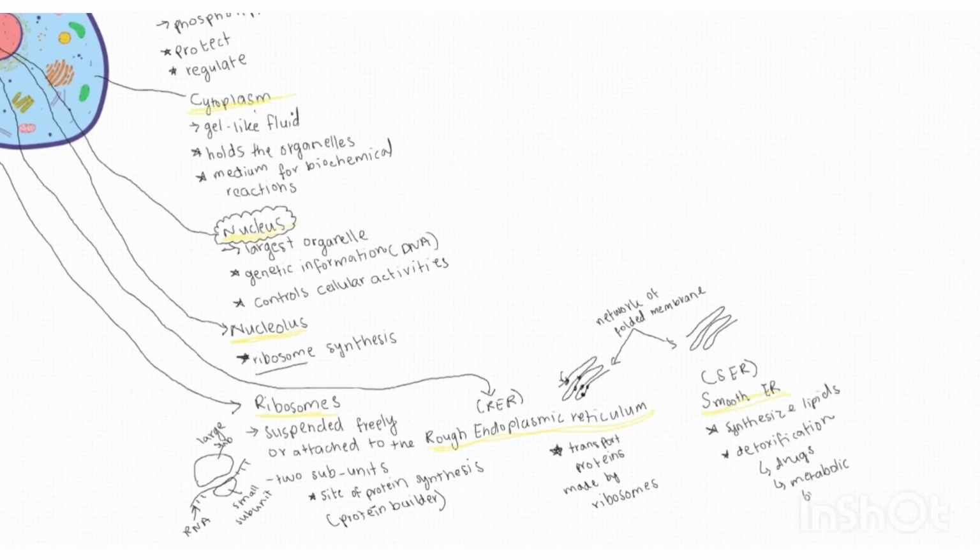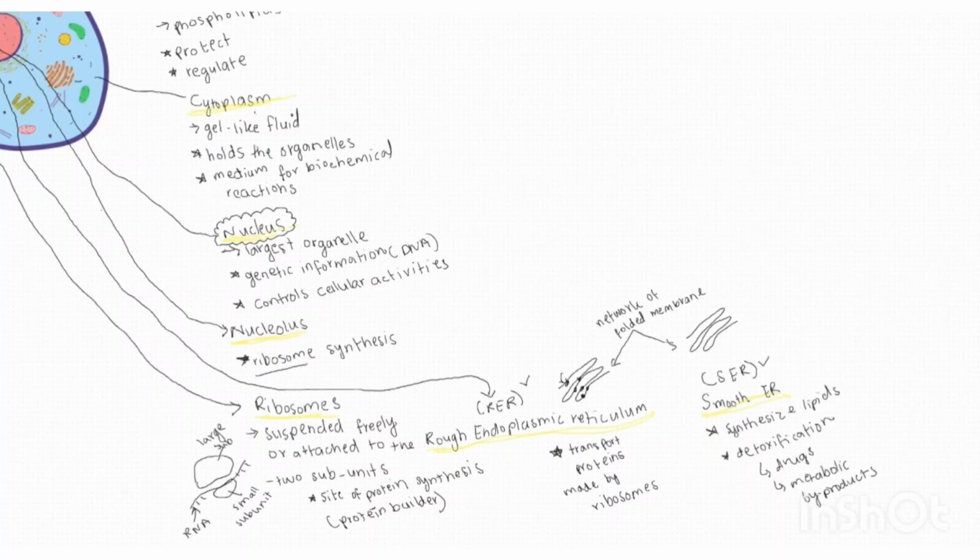An example of these molecules would be metabolic byproducts. So it detoxifies metabolic byproducts or drugs, okay, harmful substances in the cell which are toxic. It's detoxified, it's made non-toxic, and then it can be removed from the cell. So those were the rough endoplasmic reticulum and the smooth endoplasmic reticulum.